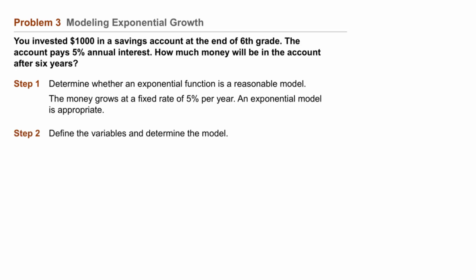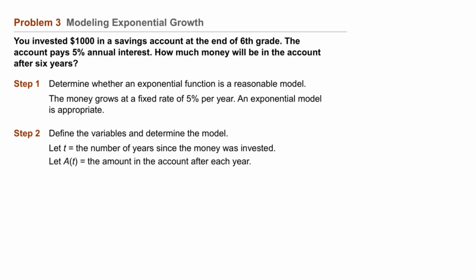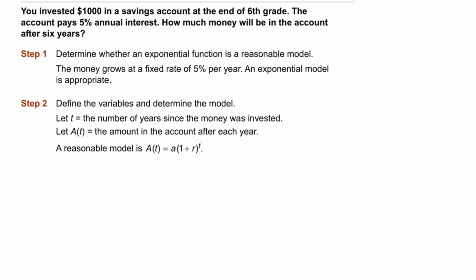Step 2. Define the variables and determine the model. We can let t equal the number of years since money was invested, and the function A of t represent the amount in the account after each year. In this case, a reasonable model is capital A of t equals lowercase a times the sum 1 plus r raised to the t power.